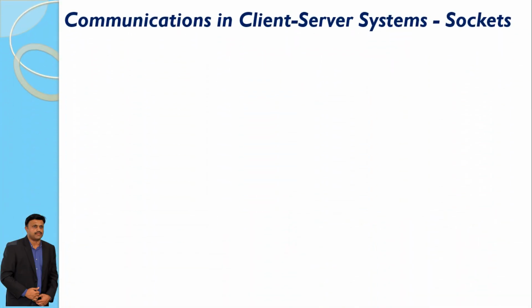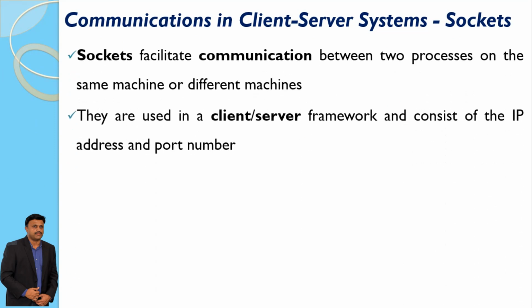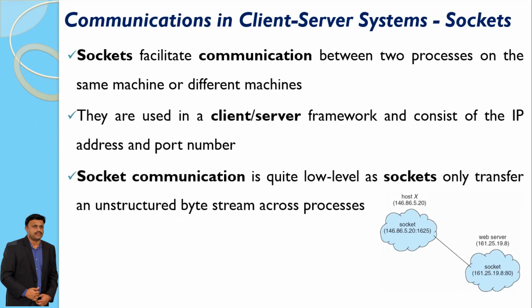The queue of messages attached to the link can be implemented in three ways: zero capacity, where no messages are queued and the sender must wait for the receiver; bounded capacity, where the sender must wait if the link is full; and unbounded capacity, where the sender never waits.